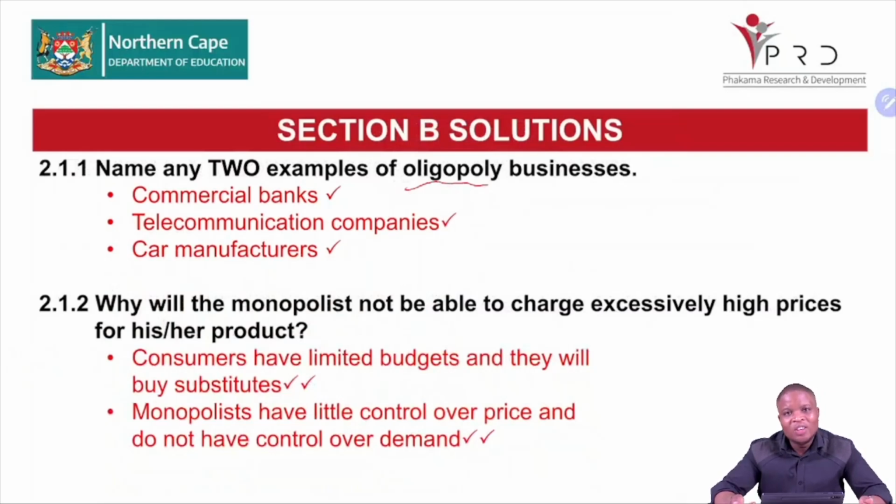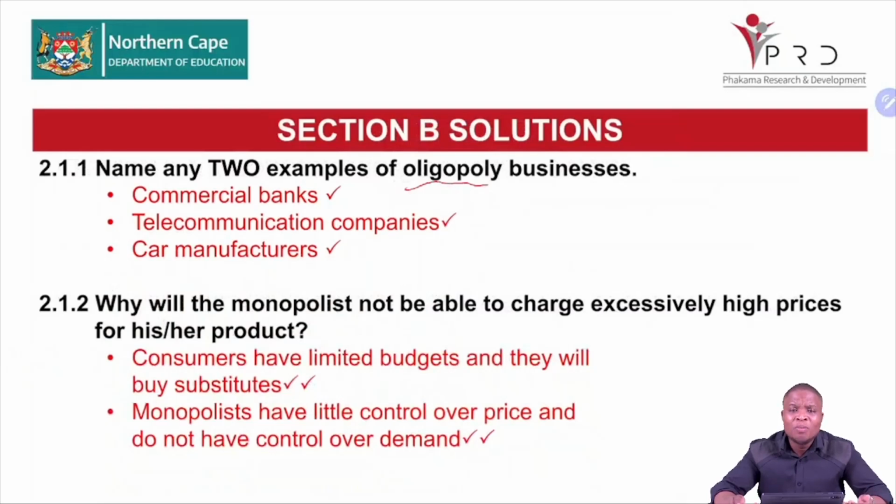Also, you can use it efficiently. Instead of you leaving your geyser on the whole day, you switch it on when you are using it. So it means that you're finding better ways to use that product. Monopolies have little control over price and do not have control over demand. When they say little control, yes, they are price makers, but then most of them are owned by the government and there are boards that they need to report to.